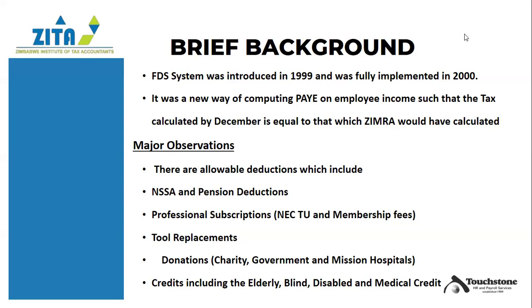When you look at your professional subscriptions, these include your NEC contributions by the employee, trade union contributions by the employee, as well as membership fees to professional bodies such as IPMZ, such as CIMA, such as ACCA, CIS, where an employee is paying an annual membership fee. That annual membership fee that they pay, they can bring that receipt to the payroll office, and it is also an allowable deduction.